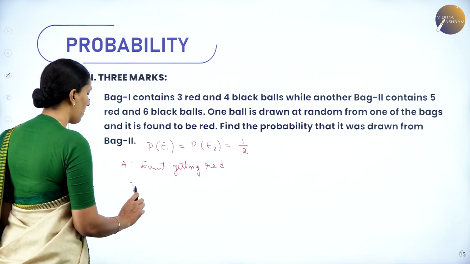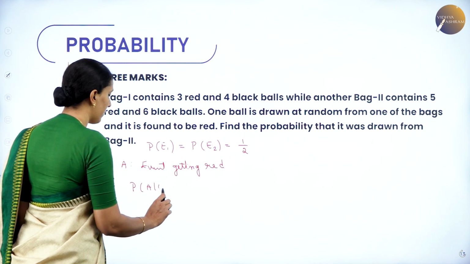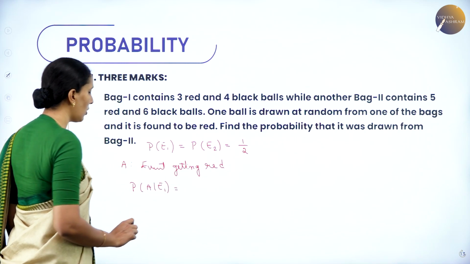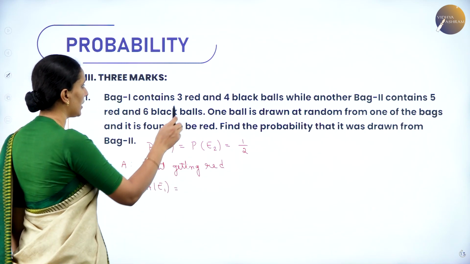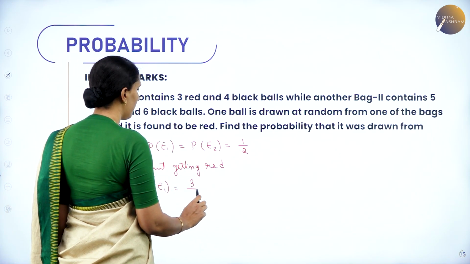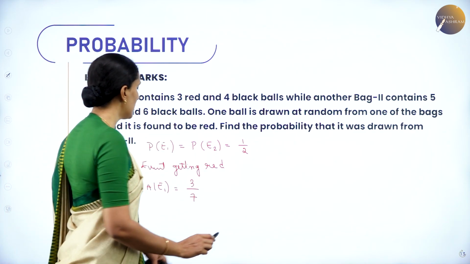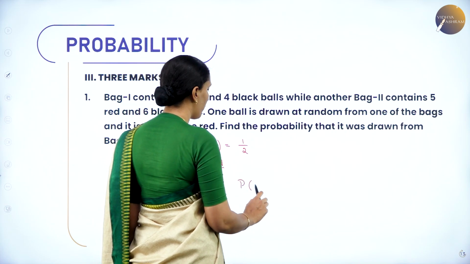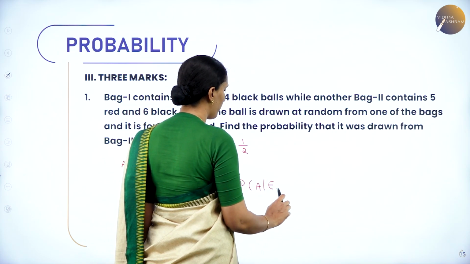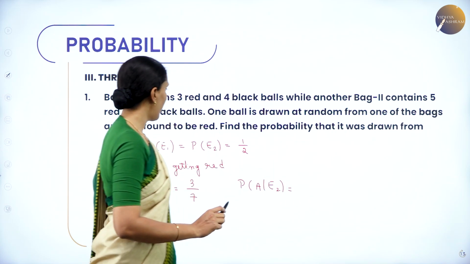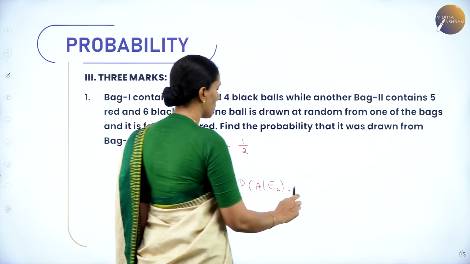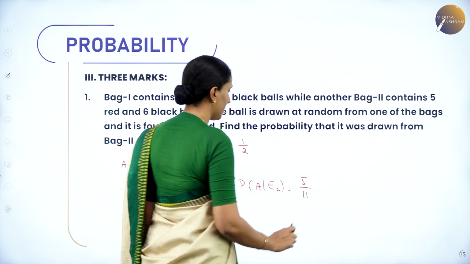Now, what is the probability of A over E1? That is, what is the probability of red in bag 1? That is 3 divided by 7. And similarly, what is the probability of getting red from bag 2? So, that is 5 red balls out of 11 balls. So, which is 5 by 11.